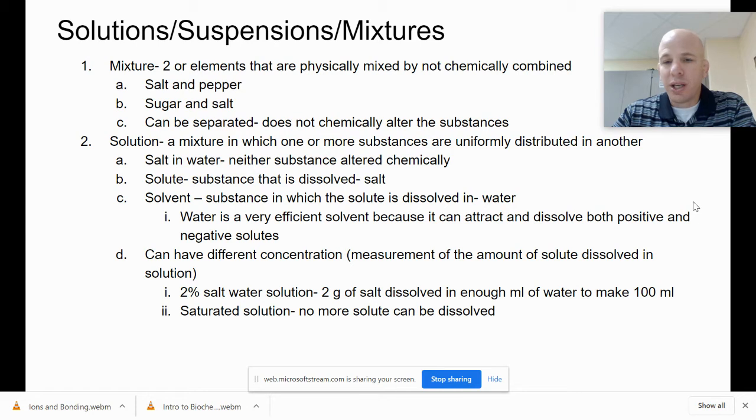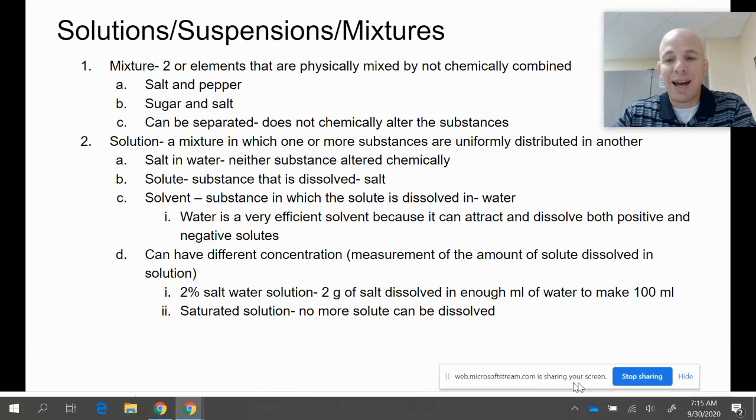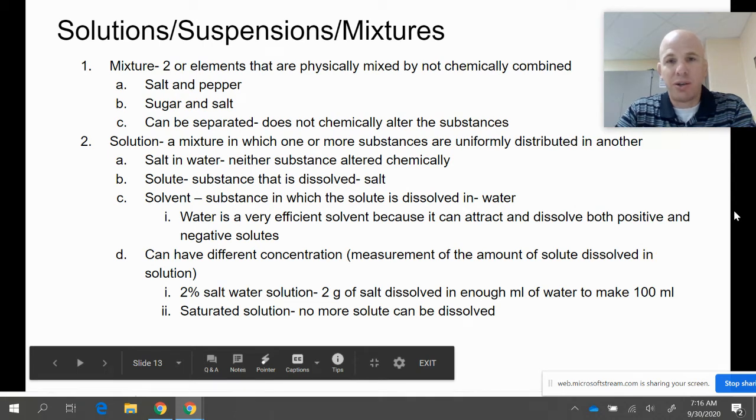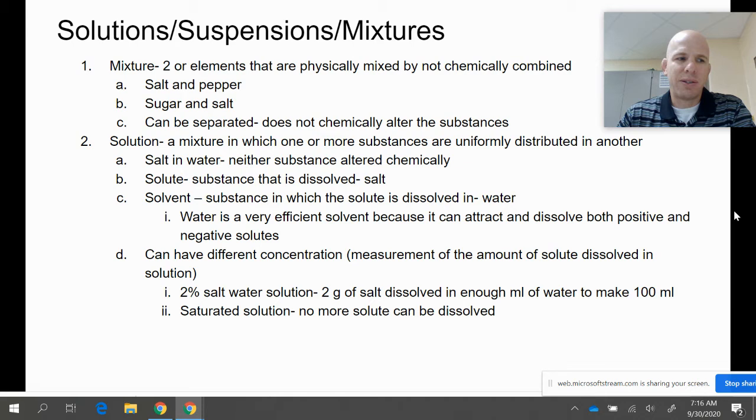A saturated solution is when you have so much that you cannot dissolve any more. We actually did a lab in physical science last year where we kept adding sugar and kept adding sugar, or maybe it was salt, excuse me, and saw the point where it would stop dissolving, where it would just kind of settle down to the bottom. That's when it became saturated. That's when there's so much solute that no more will dissolve.